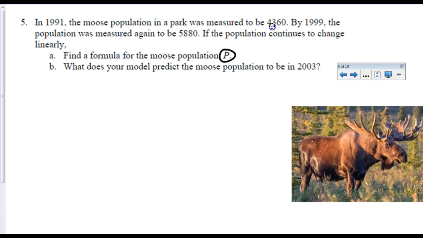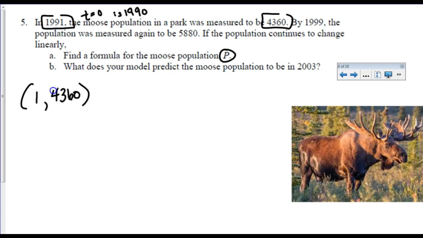Use P. So the ordered pairs, if you want to think of it that way, so I don't ever want to use the actual calendar date. I feel like that's just a bad idea. So what I'm going to do is I am going to say we're going to measure from 1990 because that would be easy for me. So I'm going to say that t equals 0 is the year 1990. So this year right here would be 1. So 1 year, the population is 4,360. And then in 1999, that'd be 9 years later, what do you have here? 5880.